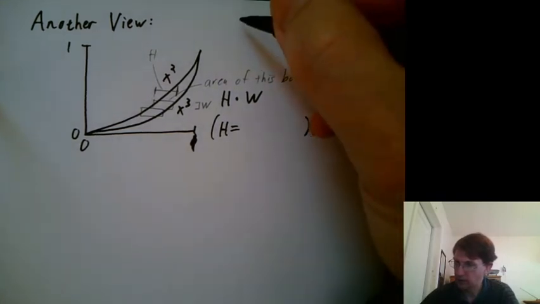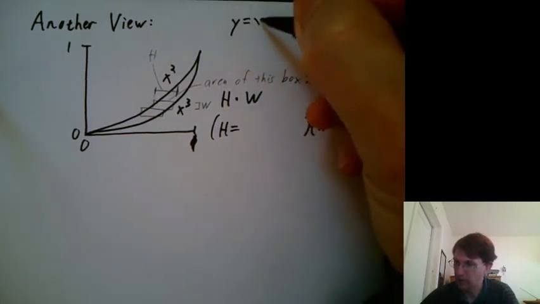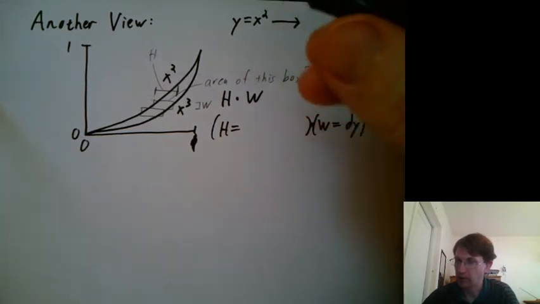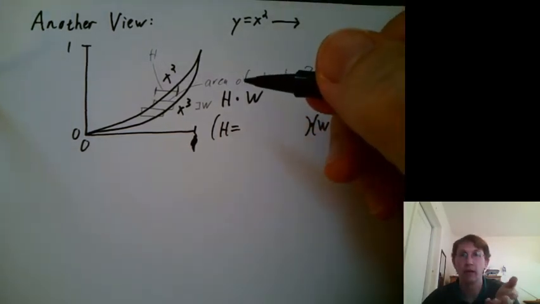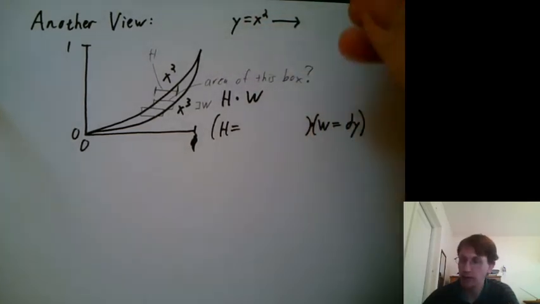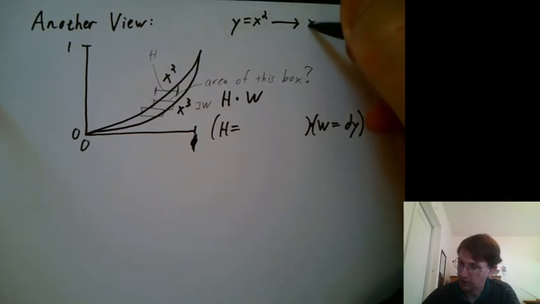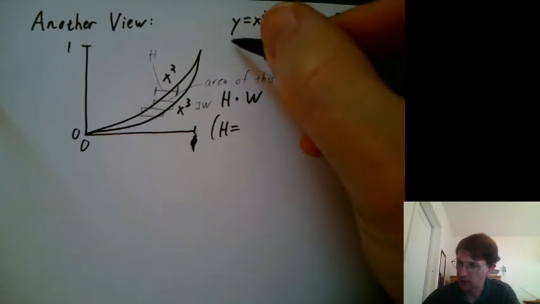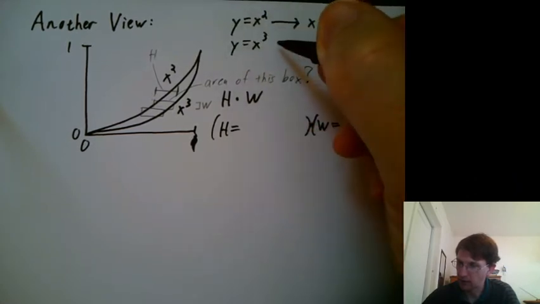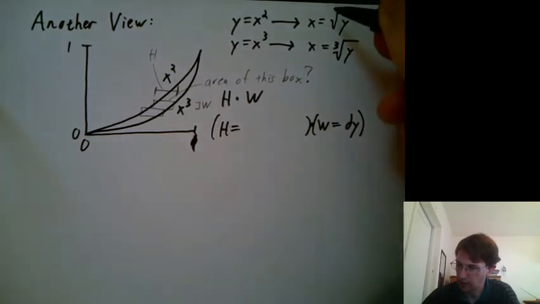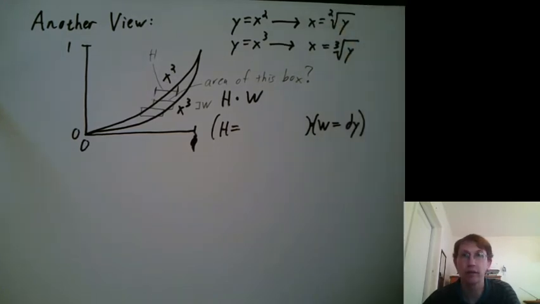Okay, let's think about these curves. This is y equals x squared, which we can translate into, if we solve it for x, the x coordinate at any particular y value. That would say that x equals the square root of y, right? Just take square roots on both sides. And the other curve was y equals x cubed, which turns into x equals the cube root of y. We could put a 2 here just to show the parallelism.